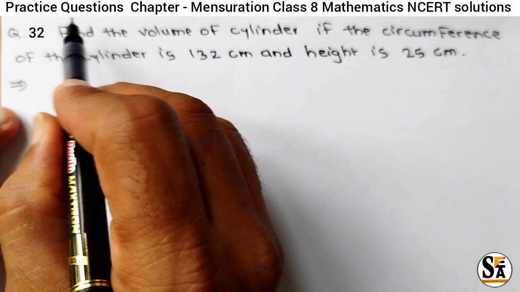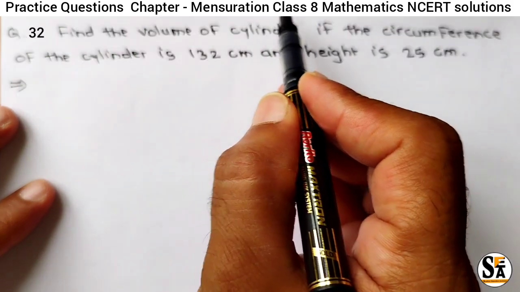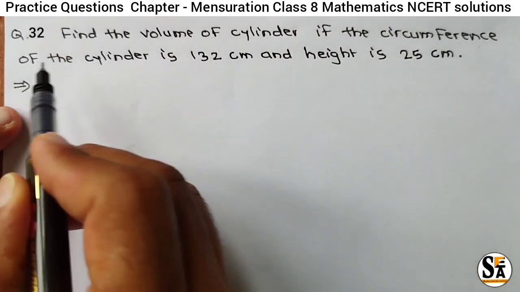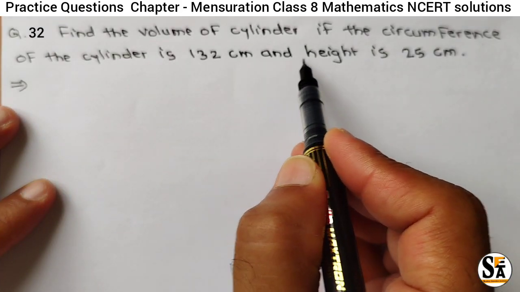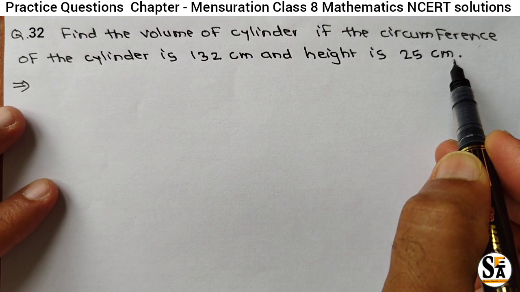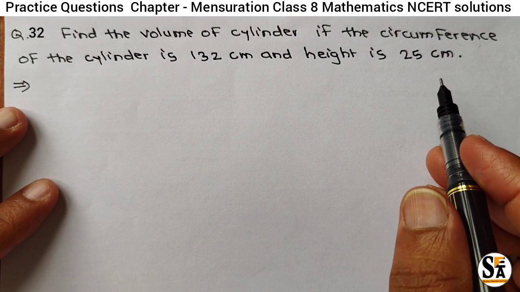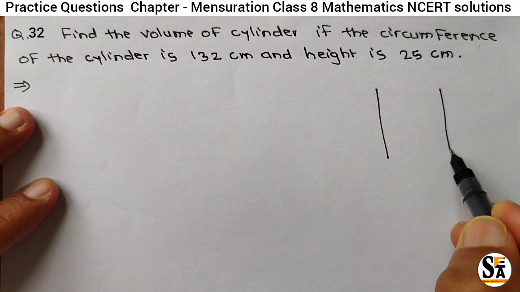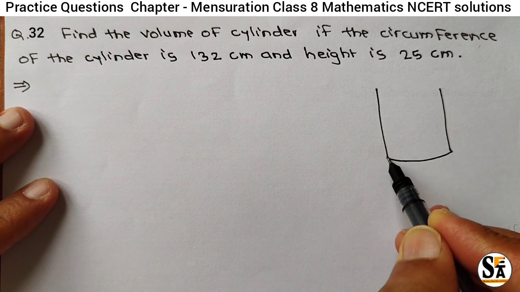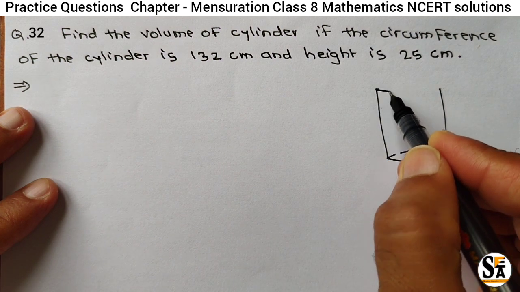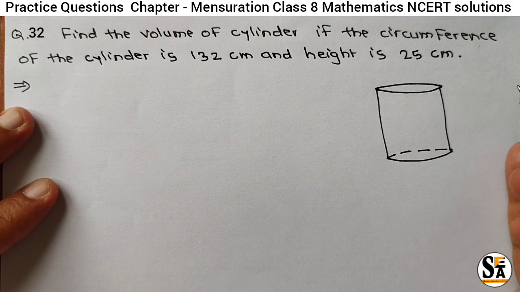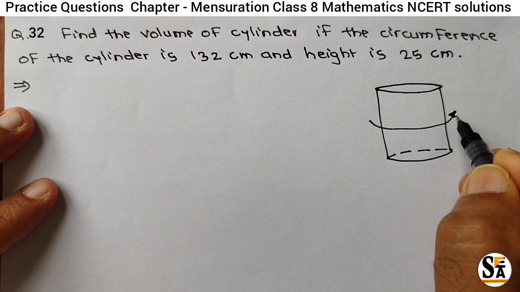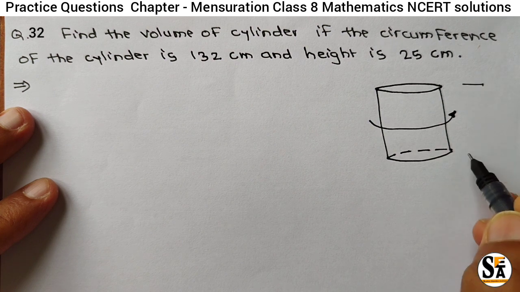See the practice question number 32 for chapter mensuration, class 8 mathematics. The question is: find the volume of a cylinder if the circumference of the cylinder is 132 cm and height is 25 cm. Again here a cylinder is given and we have to calculate the volume of the cylinder. Cylinder is like this. For visualization, consider this base of the cylinder and this top of the cylinder. Which dimensions are given? The circumference of the cylinder is given and height is given.